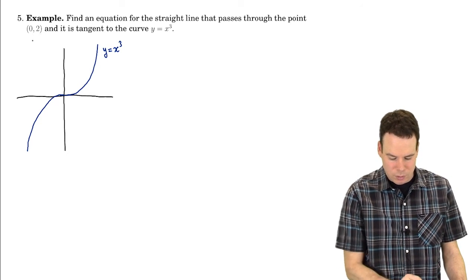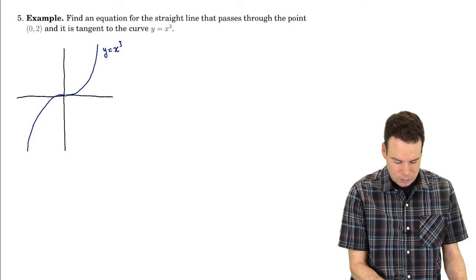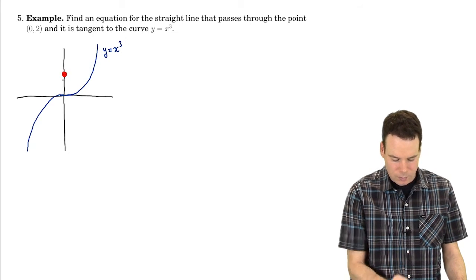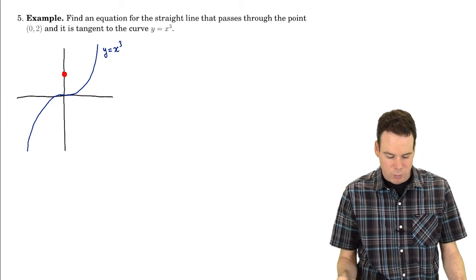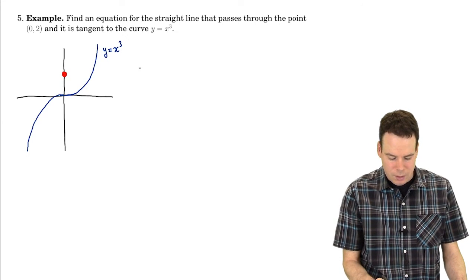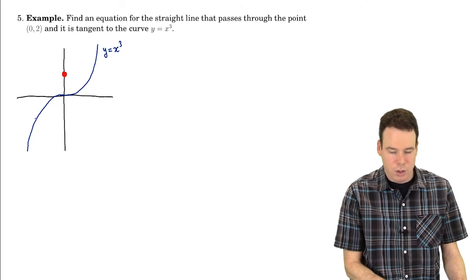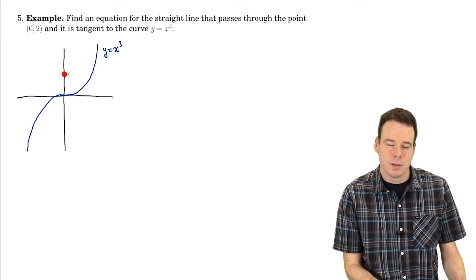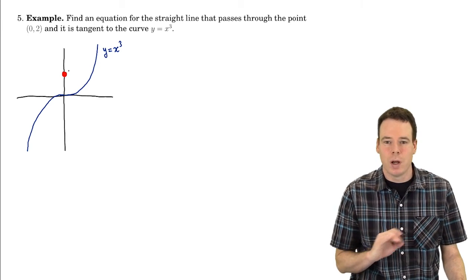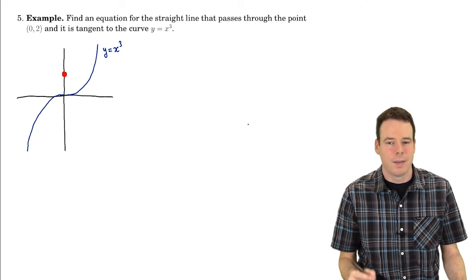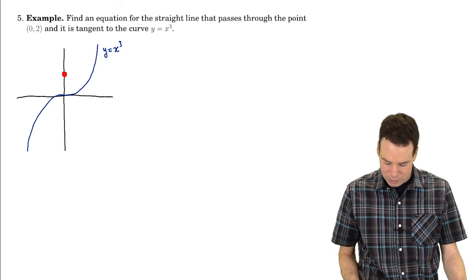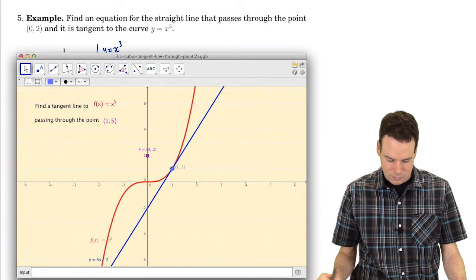What's this point 0, 2? Well, it's sitting at x equals 0, y equals 2. So somewhere up here. There's our point. And what we're interested in is a tangent line to the curve that passes through this point. So at this stage, we don't know where we're computing the tangent line to the curve at. That's the thing we're going to have to try to find. So let's have a look at a visualization of this.